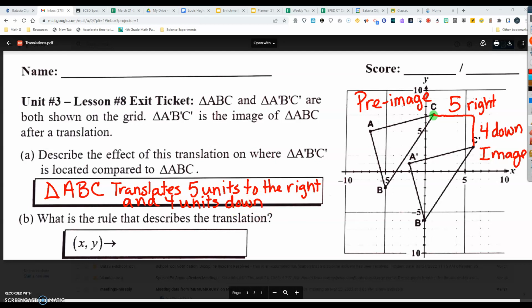So A will map to A prime the same way. It'll be 5 units to the right, 4 units down. Same thing with B and B prime. That doesn't change. So down here it says, what is the rule that describes this translation?